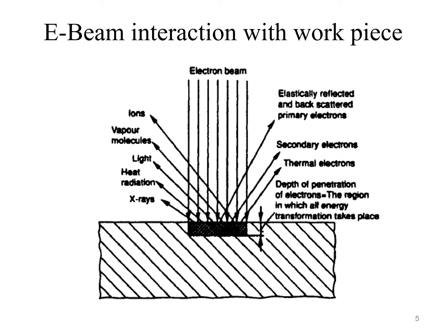Electron beam interaction with workpiece. This is an electron beam. These are the ions. Then you get the secondary ions, secondary electrons, thermal electrons, and the depth of penetration, so how much it would penetrate. And you can also get other secondary emissions like light, heat radiation, X-rays, vapor molecules, as the electron beam impinges on the workpiece surface.